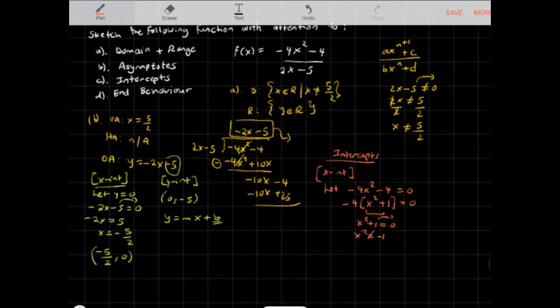And because x squared will always give you a positive value, you can imagine there is no x-intercept. You can't solve for it. Let's look for the y-intercept.